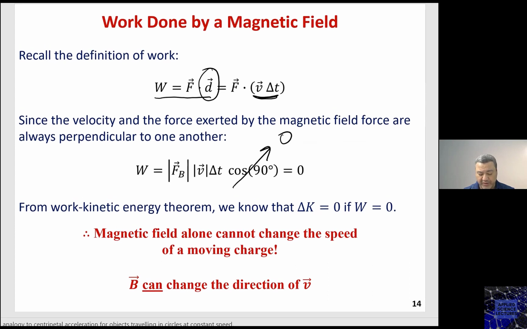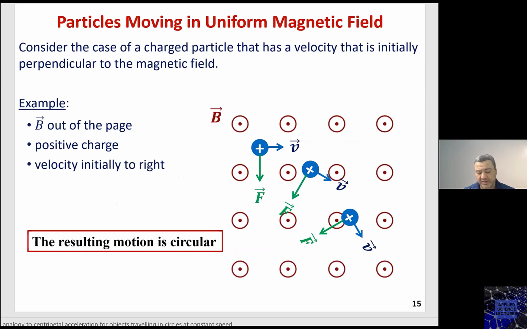We know that the magnetic field does not change the speed of a moving charge. However, it can affect the direction of the velocity. It will result in changing the direction of the velocity, not the velocity itself. So as long as there is no change in the speed, we have no change in the kinetic energy, which means that the work done is zero.